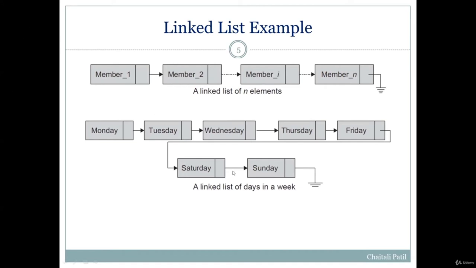See another example of the linked list. It stores the week days information. And the last node is Sunday. And the second field of Sunday is null.